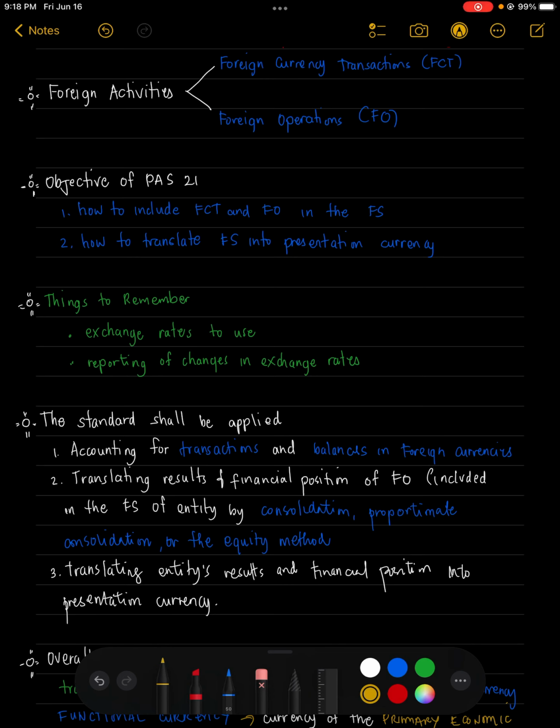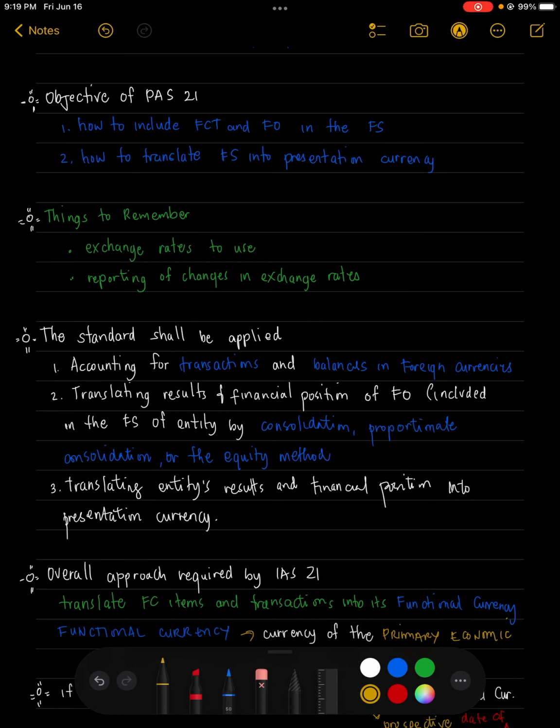And because of the changes nga in the exchange rates, the second thing that we need to remember is how are we going to report the changes in the exchange rates. Ito ba ipe-present natin in the profit or loss, or will it be part of the other comprehensive income?